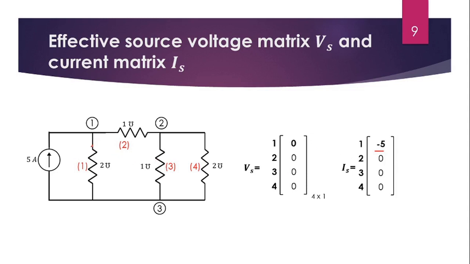Here we assume this current is going from node 3 to node 1, but we are considering this as a separate branch. So when we take a separate branch, there is itself a loop in this branch, and that's why this assumed current is going in this direction, but the actual current is going opposite of it. That's why it is taken as -5.